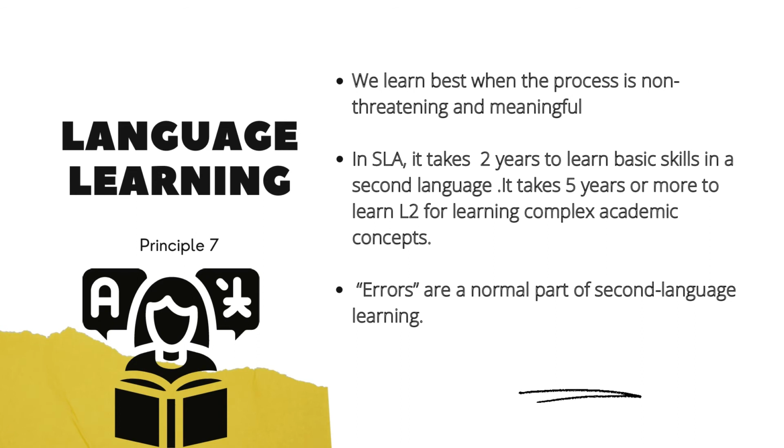Moreover, research in second language acquisition indicates that it takes a minimum of 2 years to learn basic communicative skills in a second language when society supports that learning. Meanwhile, it takes 5 years or more to learn enough language for learning complex academic concepts. Lastly, errors are normal, part of second language learning. Second language learners benefit from opportunities to receive feedback in a respectful and encouraging way. It is helpful when teachers respond first to the content of what the student is saying or writing, focusing on 1 or 2 errors at a time.